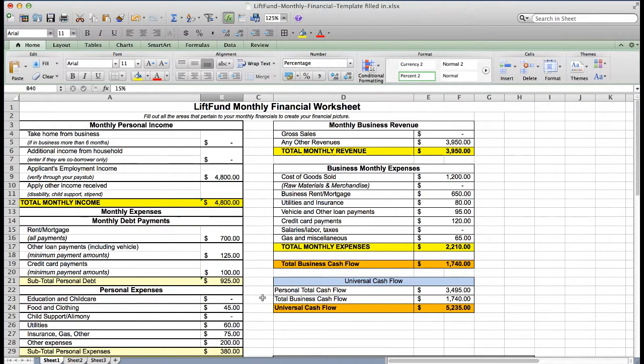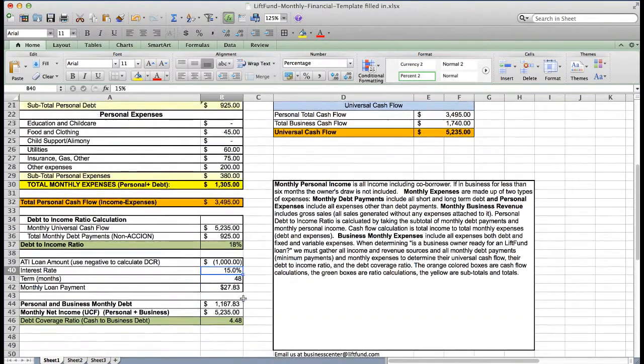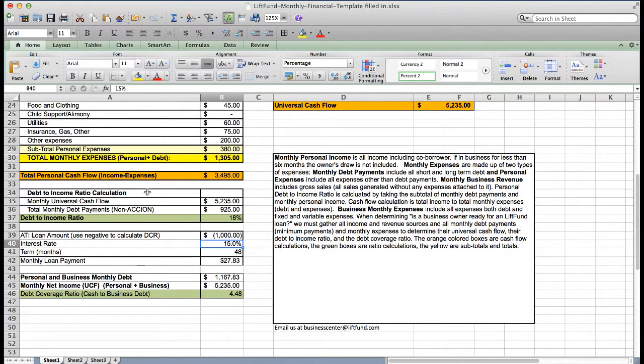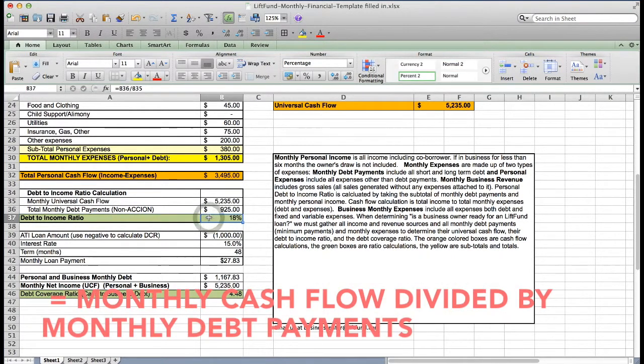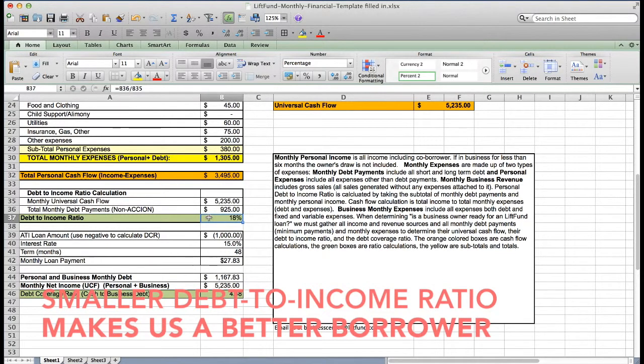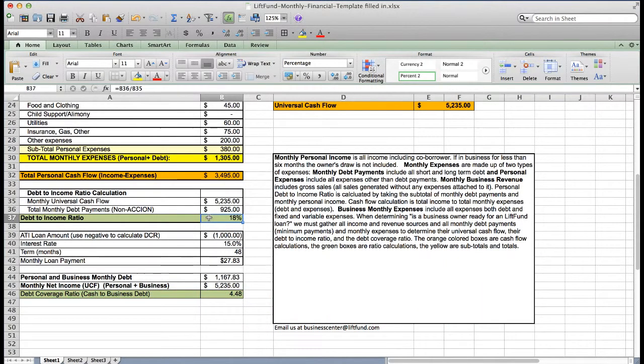Once we've filled out the information as completely as possible, the spreadsheet already has generated certain key information for us and for a lender like Accion. The debt-to-income ratio is a quick way for a bank to see how we might be as a borrower. And probably just as importantly, it allows us to see how we might be as a borrower. There are no mysteries here. The smaller this number in the debt-to-income ratio, the better the chances we have of borrowing money, and in fact, the better we'll probably do when we borrow money.